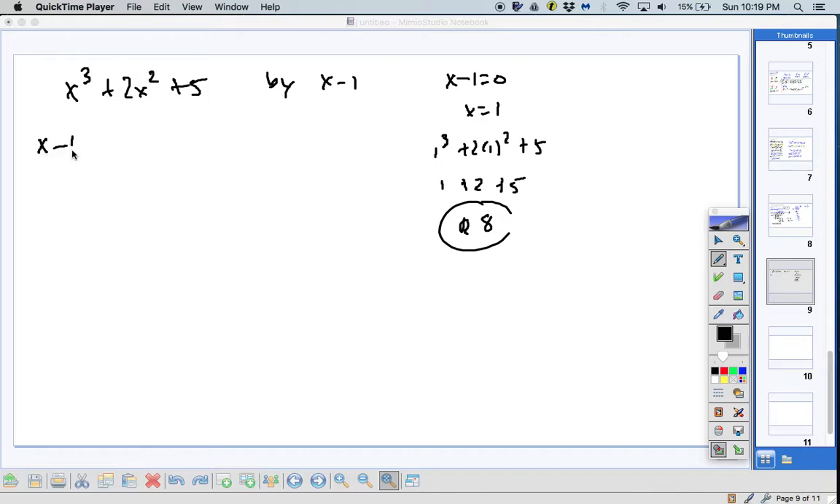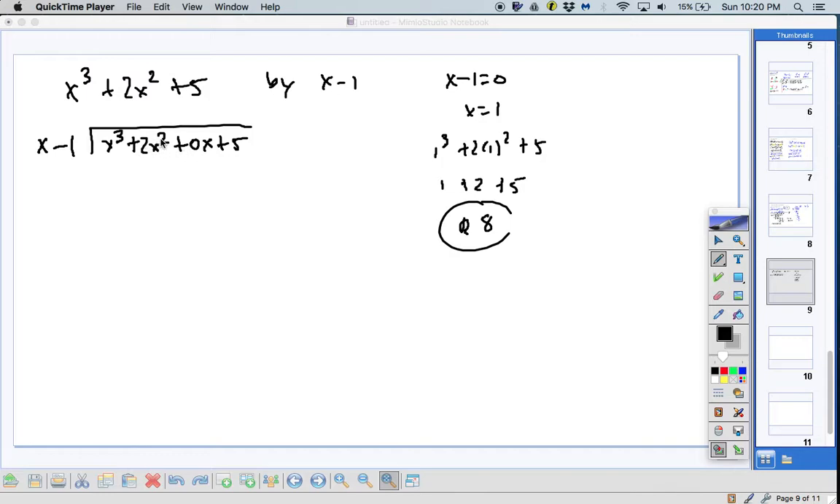We got x minus 1, and then we got x to the third plus 2x squared. Now notice there's an x missing. I need one, so I'm going to add a 0x before the plus 5. I can't have any missing terms when I do my long division. So anytime there's one missing, just add a 0 and that letter that's missing.